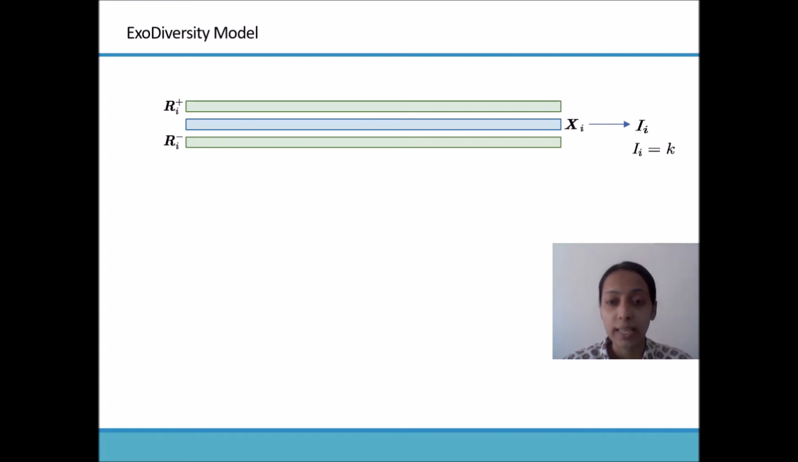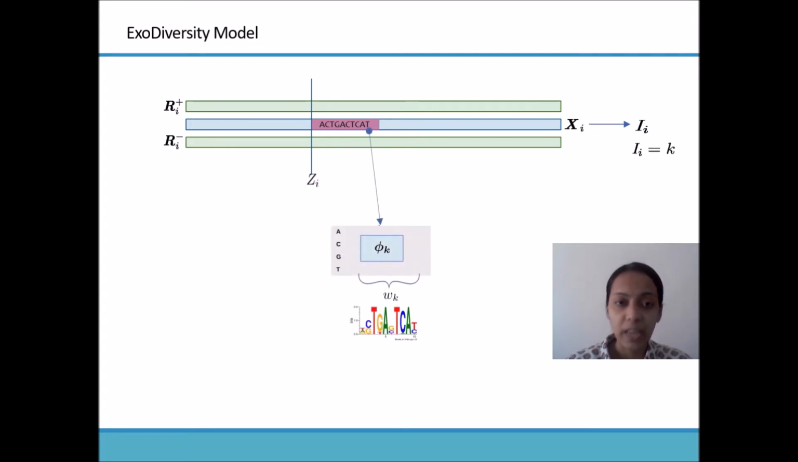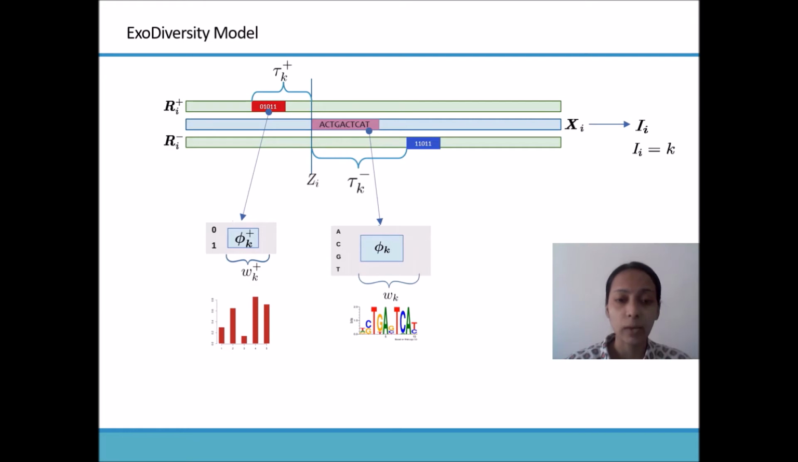Consider a data point x_i, r_i plus, r_i minus. The parameters of the model include the mode of the data point i, which is equal to k here, and the starting position of the motif, which is z_i. The motif is modeled as a PSSM phi_k. At a fixed distance tau_k plus, we have the positive strand read window. It is modeled as Bernoulli distributions over 0 and 1 at each position of the read window. Similarly, at a fixed distance tau_k minus, we have the negative strand read window. It is also similarly modeled and is denoted as phi_k minus.